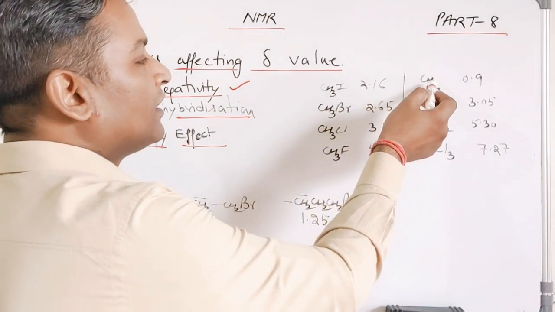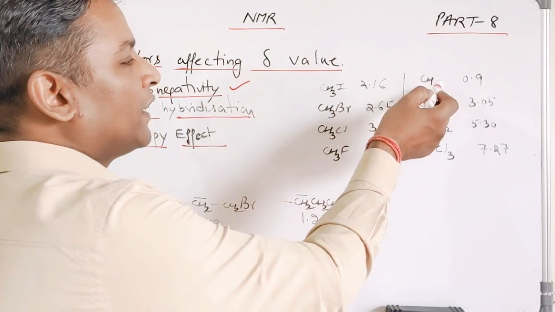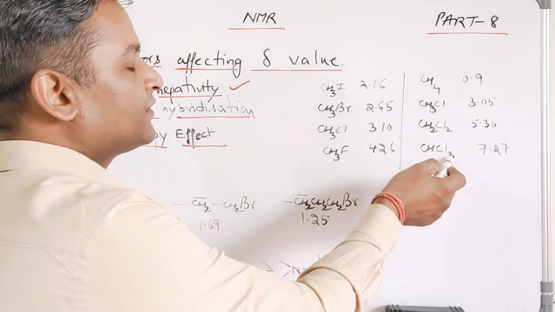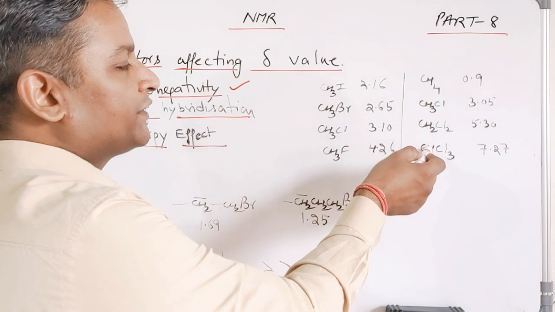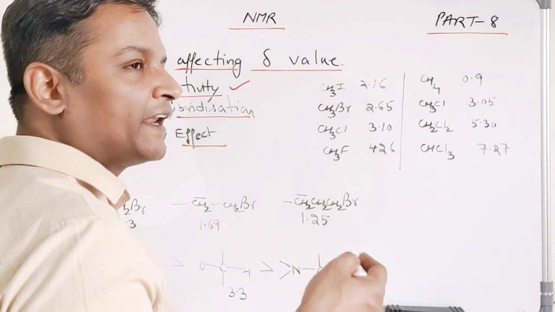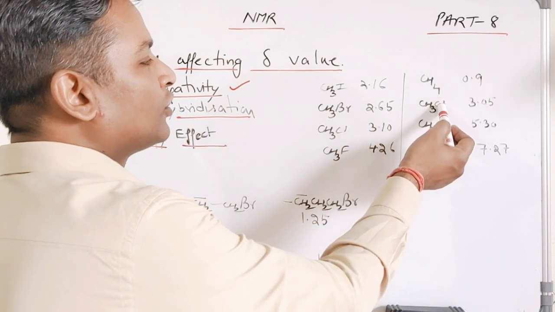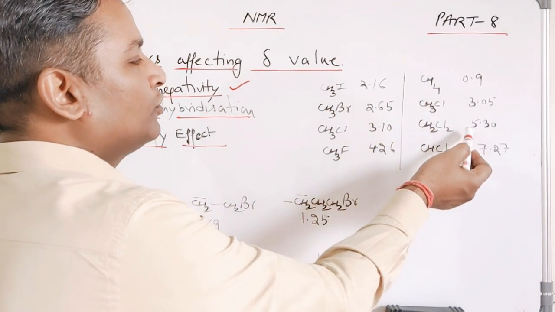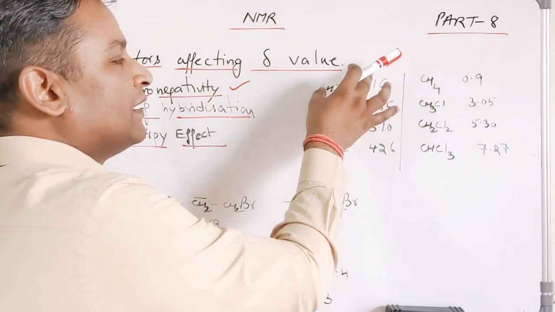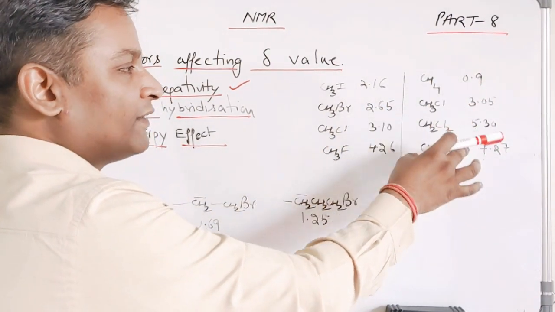You can see here it is methane, chloromethane, dichloromethane, chloroform. As the number of electronegative elements increases, here it is 1, 2, 3, more de-shielding will be observed, and hence a higher delta value should be observed. The delta value of methane is 0.9, chloro 3.05, dichloro 5.30, trichloro 7.27. So as the electronegativity increases, delta value increases. As the number of electronegative elements increases, delta value also increases.